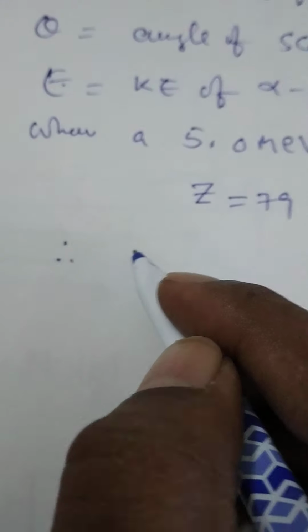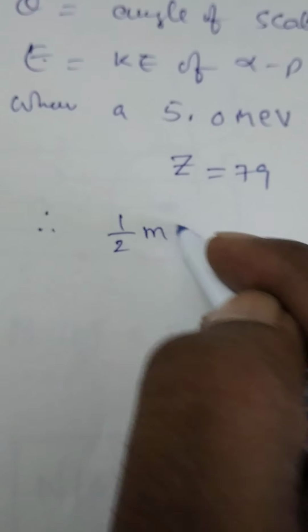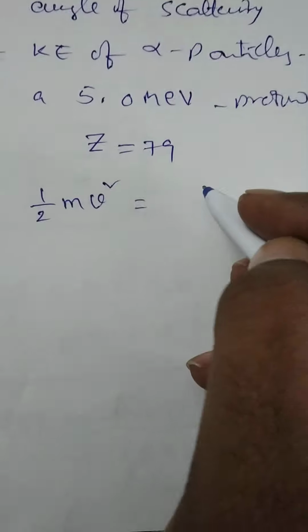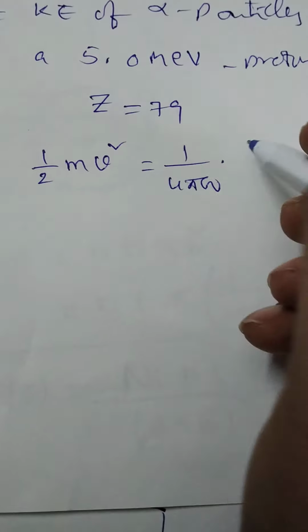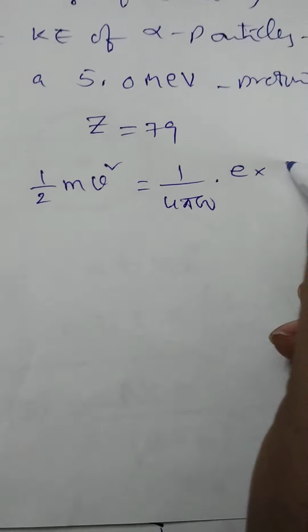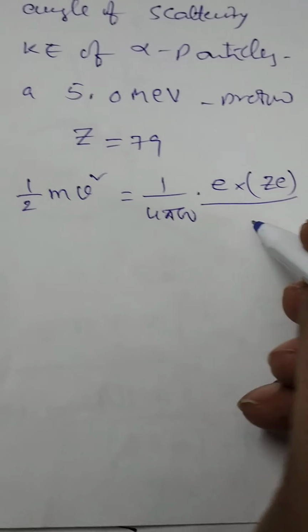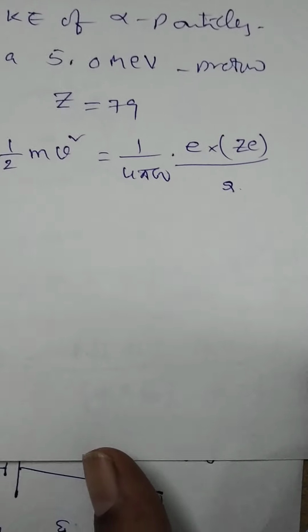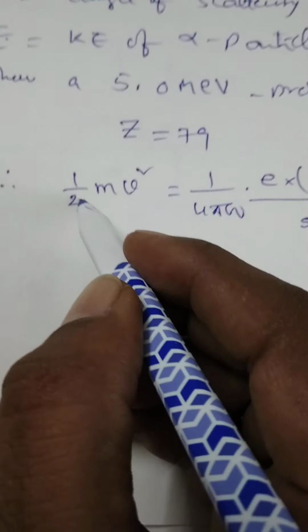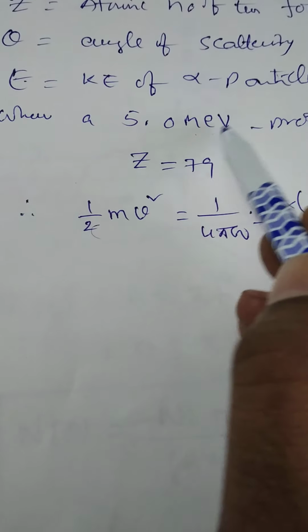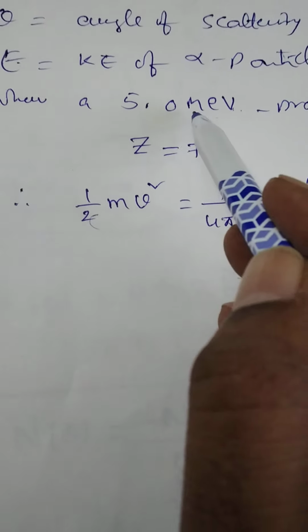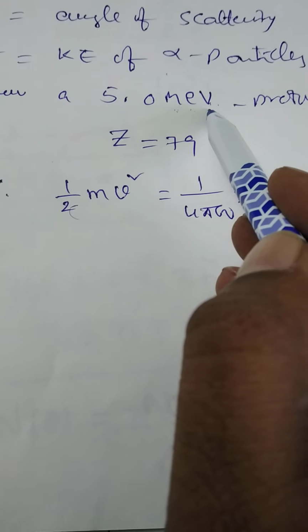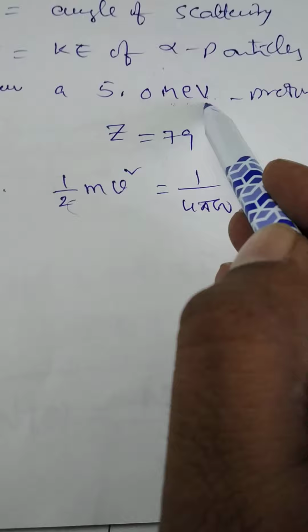So my dear students, keep in memory: at infinite distance, the energy of the proton is only in the form of kinetic energy. At closest approach, the total energy is in the form of electrostatic potential energy, that is 1 by 4 pi epsilon naught into e into Ze by small r. Here half mv square, the kinetic energy, is in mega electron volts. Completely convert it into joules, and mega means 10 power 6. 1 electron volt is equal to 1.6 into 10 power minus 19 joules.